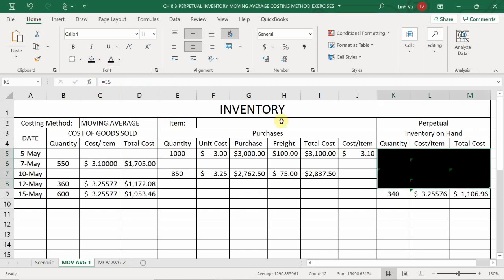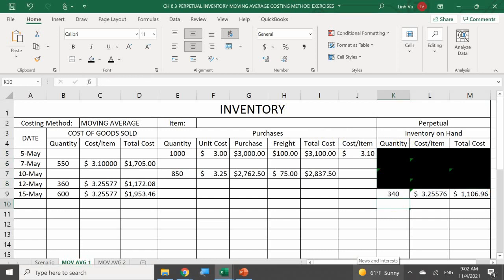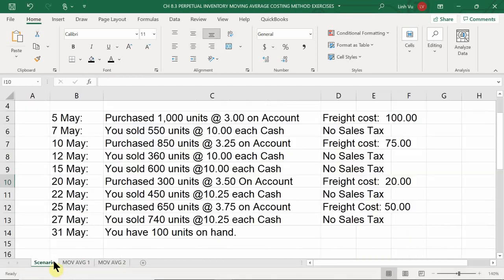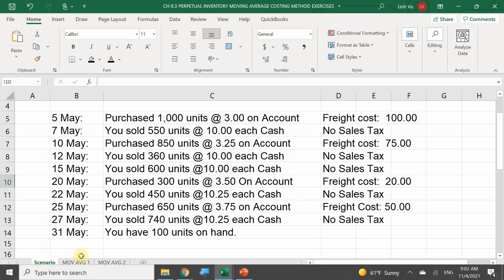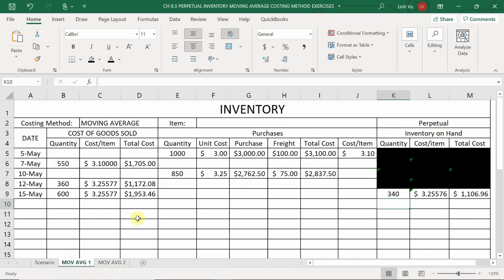Okay, because I don't want to get confused with those numbers. Right? Next one that we have here. So we end up purchasing another 300 units at $350 with a freight of $20 on May 20.